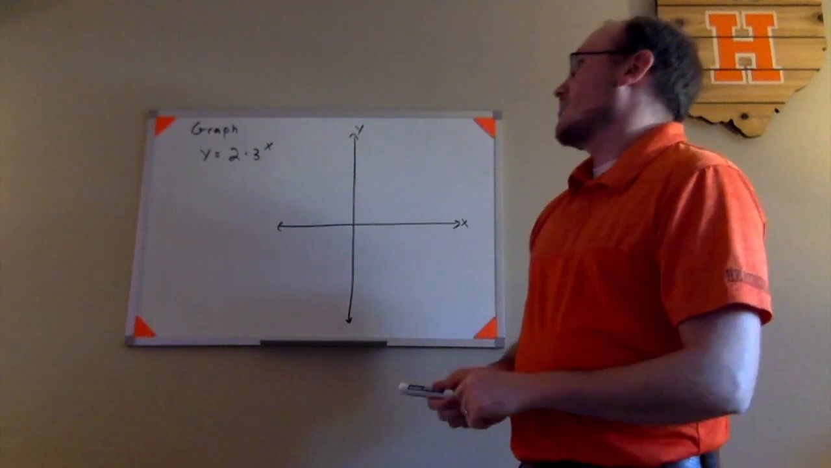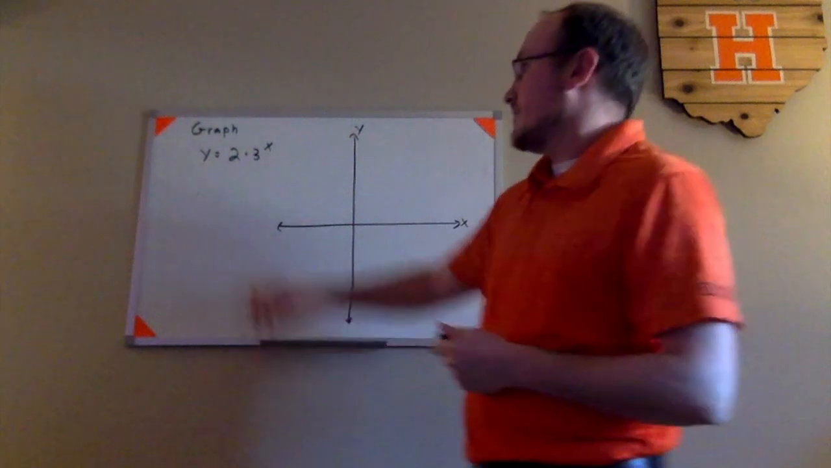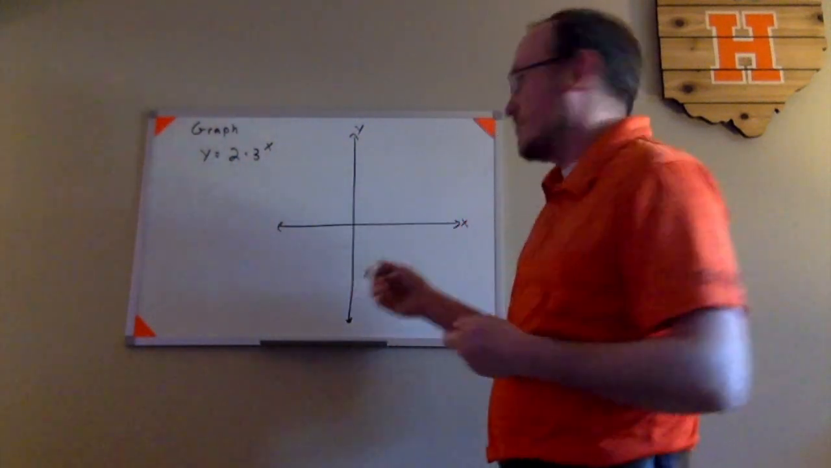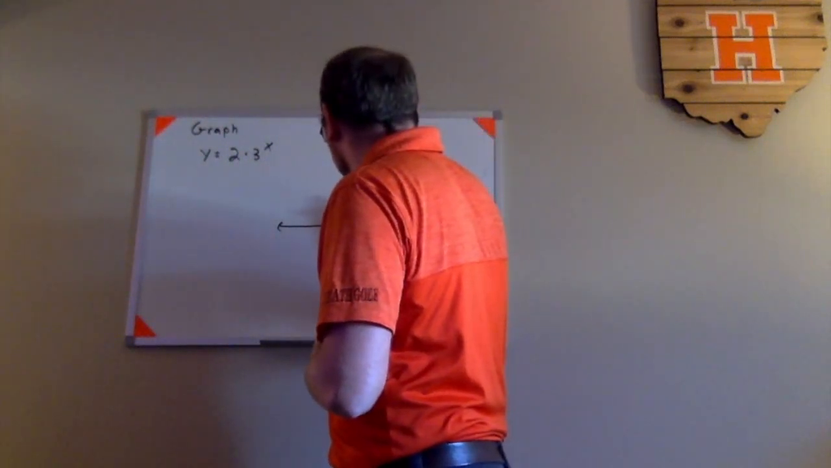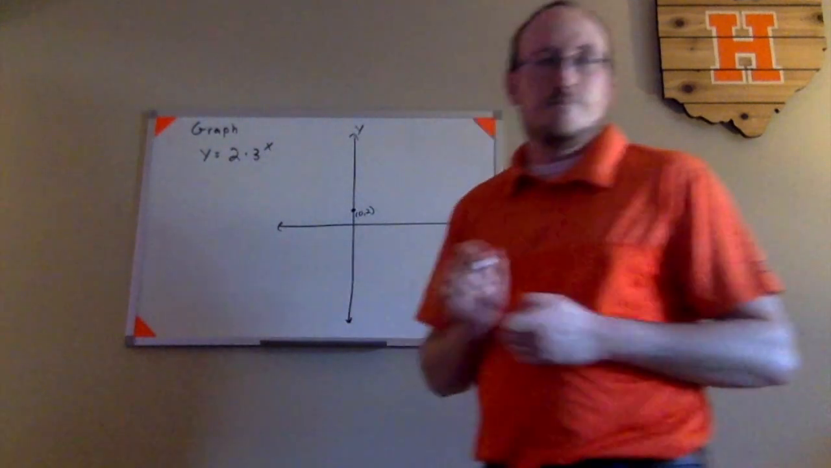Okay, here we're going to look at how to graph this exponential function y equals 2 times 3 to the x. The first thing I'm going to do is look at the initial value of 2. That's my y-intercept. I'm going to go ahead and plot that point first. Let's say that's right about here. I'll go ahead and label that as the point (0, 2).